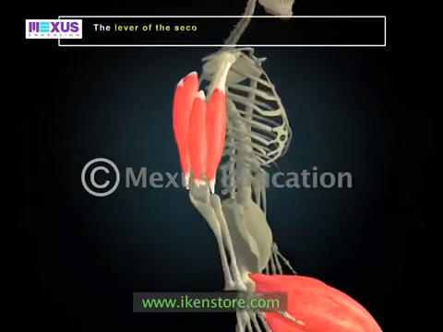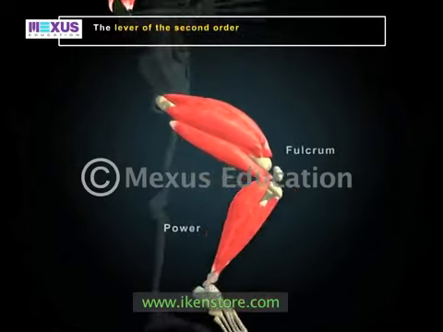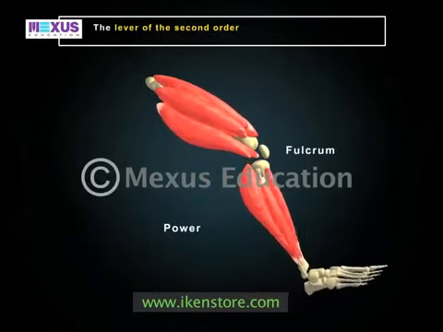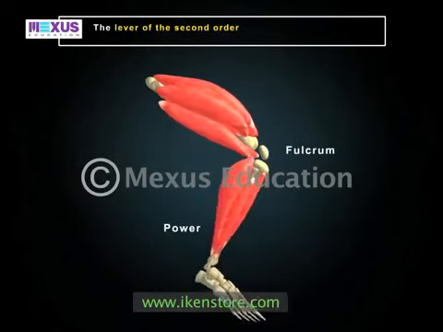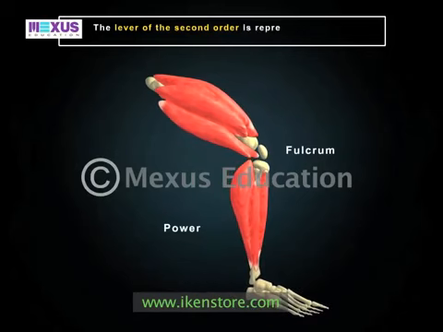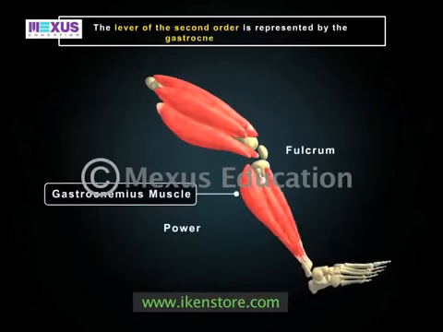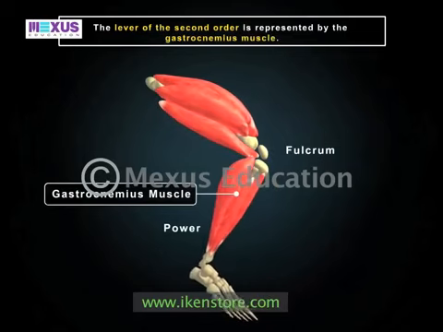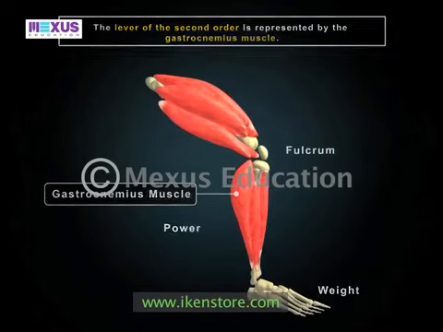The lever of the second order is where the fulcrum and power are at each end with the weight in between. This is represented by the calf or gastrocnemius muscle that raises the weight of the body on the toes.